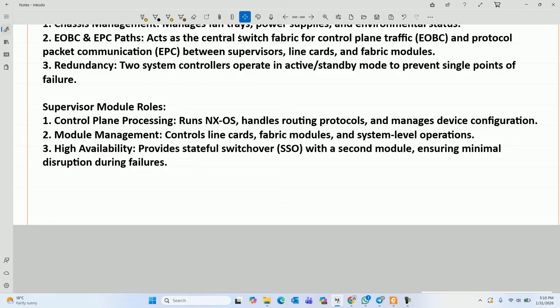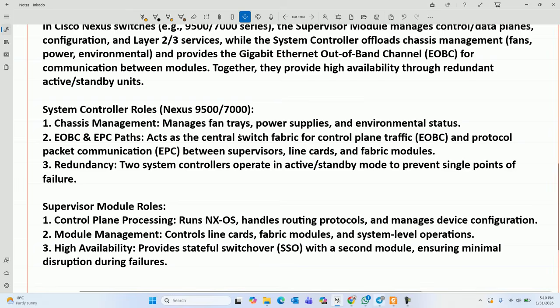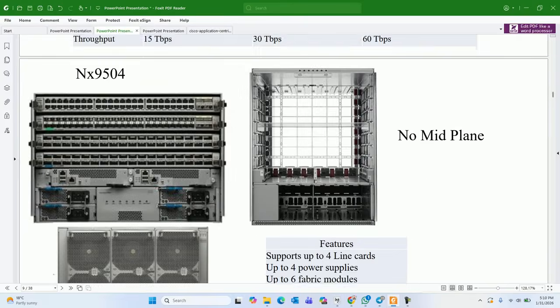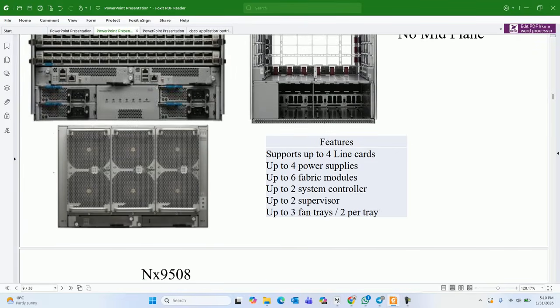Make sense, guys? Any questions here? Please feel free to ask. In this part, what is this component? The system controller and the supervisor. Sorry, come again. Speak louder, please.